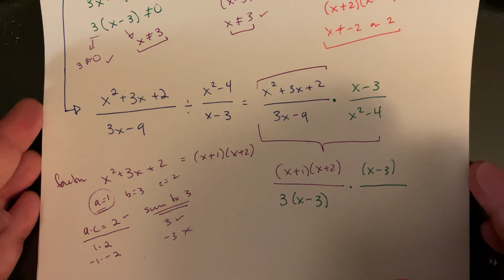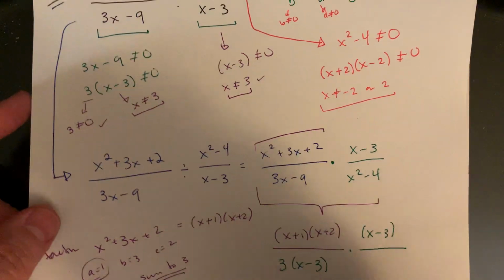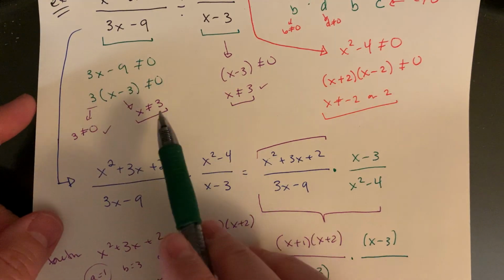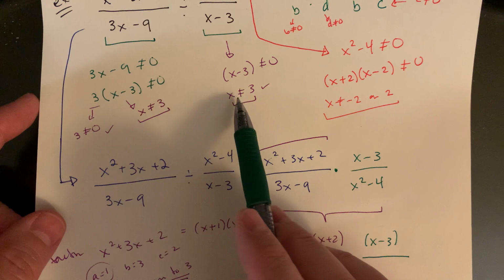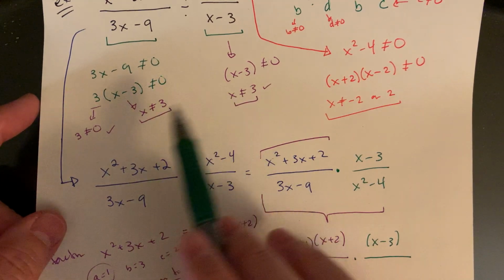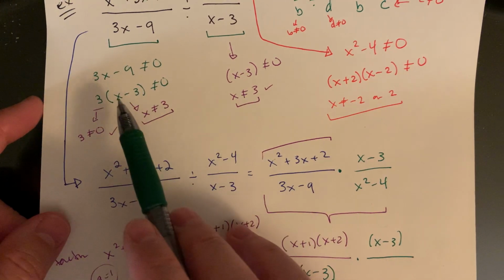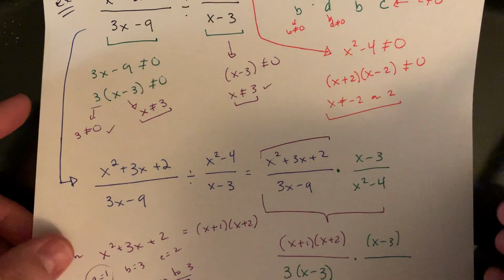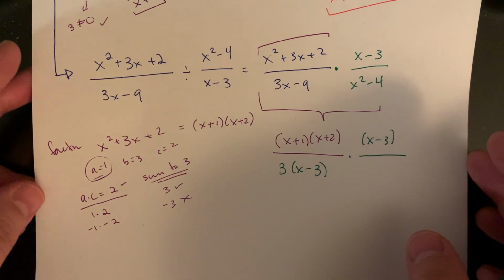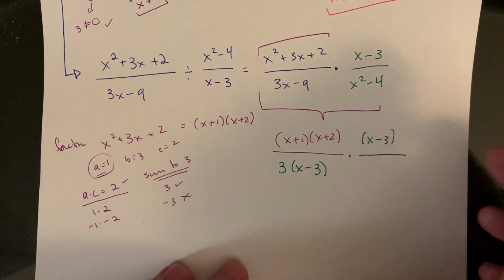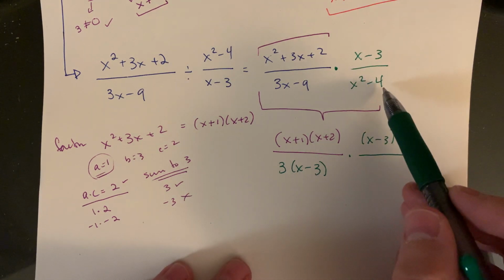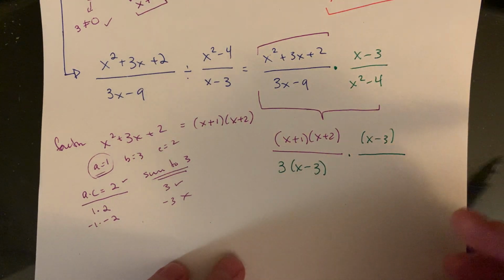One way to anticipate that and know that it was coming is when we did the restrictions. You had the same, right? X cannot be 3, x cannot be 3. If you have matching restrictions, that means they're coming from matching polynomials, matching factors. So you can expect to see the same things there. What was the bottom one? X squared minus 4. So that was our x plus 2, x minus 2.